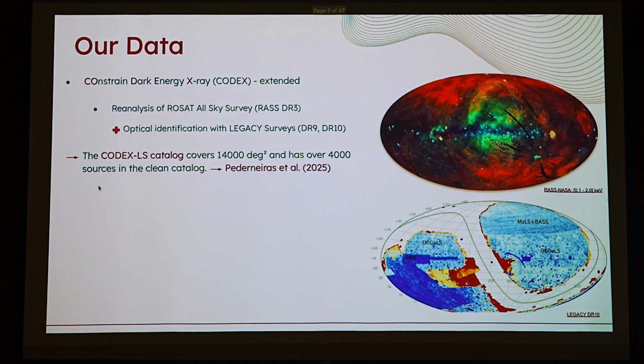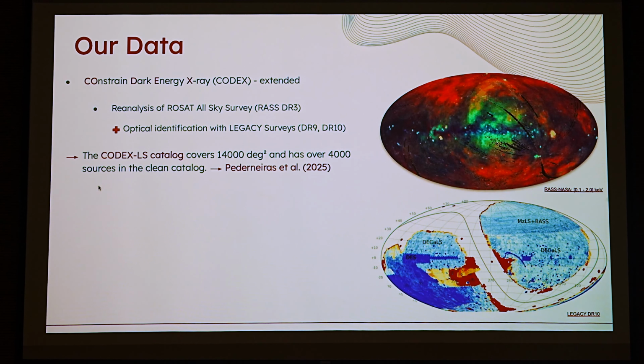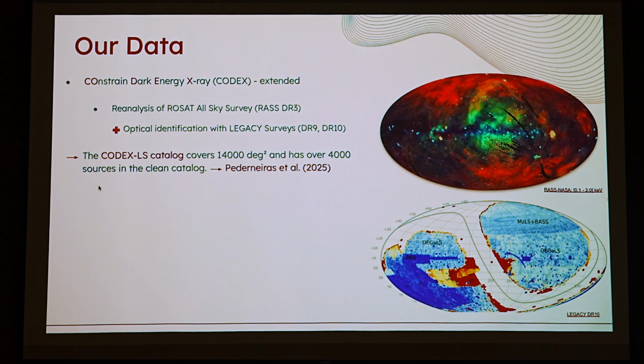For that, we used the extended version of the CODEX catalog. The CODEX catalog is a reanalysis of the ROSAT All-Sky Survey, which is a relatively old X-ray survey. But with CODEX, we can extend the flux limits by also making an identification in the optical using the Legacy Surveys. In the end, this new CODEX Legacy catalog covers 14,000 square degrees, and in the clean catalog, we have over 4,000 sources.